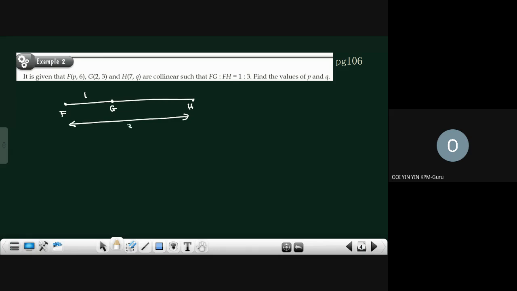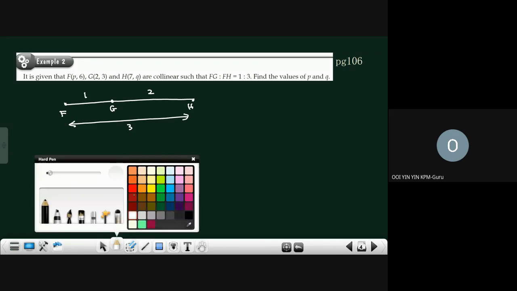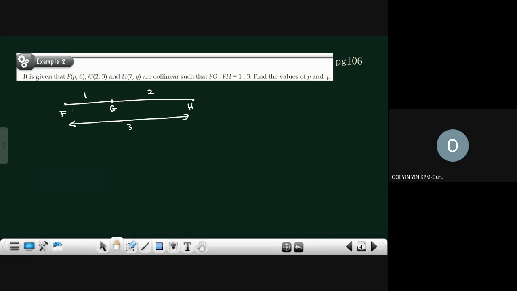It's 3, you know. So read carefully, huh? And then that means that this ratio will be, the overall is 3. 1 is already here. So your G to H will be 2. Okay, good, right? Now, and don't forget to put in your coordinates.